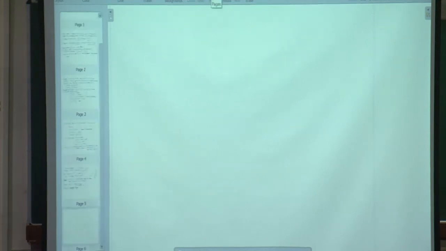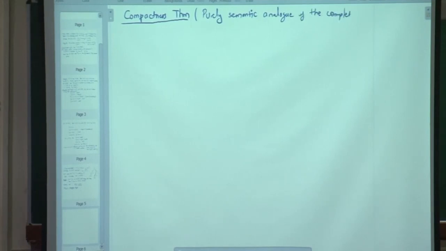Okay, so I'm going to state the compactness theorem now. Compactness theorem can be described as a purely semantic version of the completeness theorem. By the way, when people usually refer to the completeness theorem, they refer to both of them simultaneously, completeness and soundness. Because if your system is not sound, then you might as well throw it in the bin.